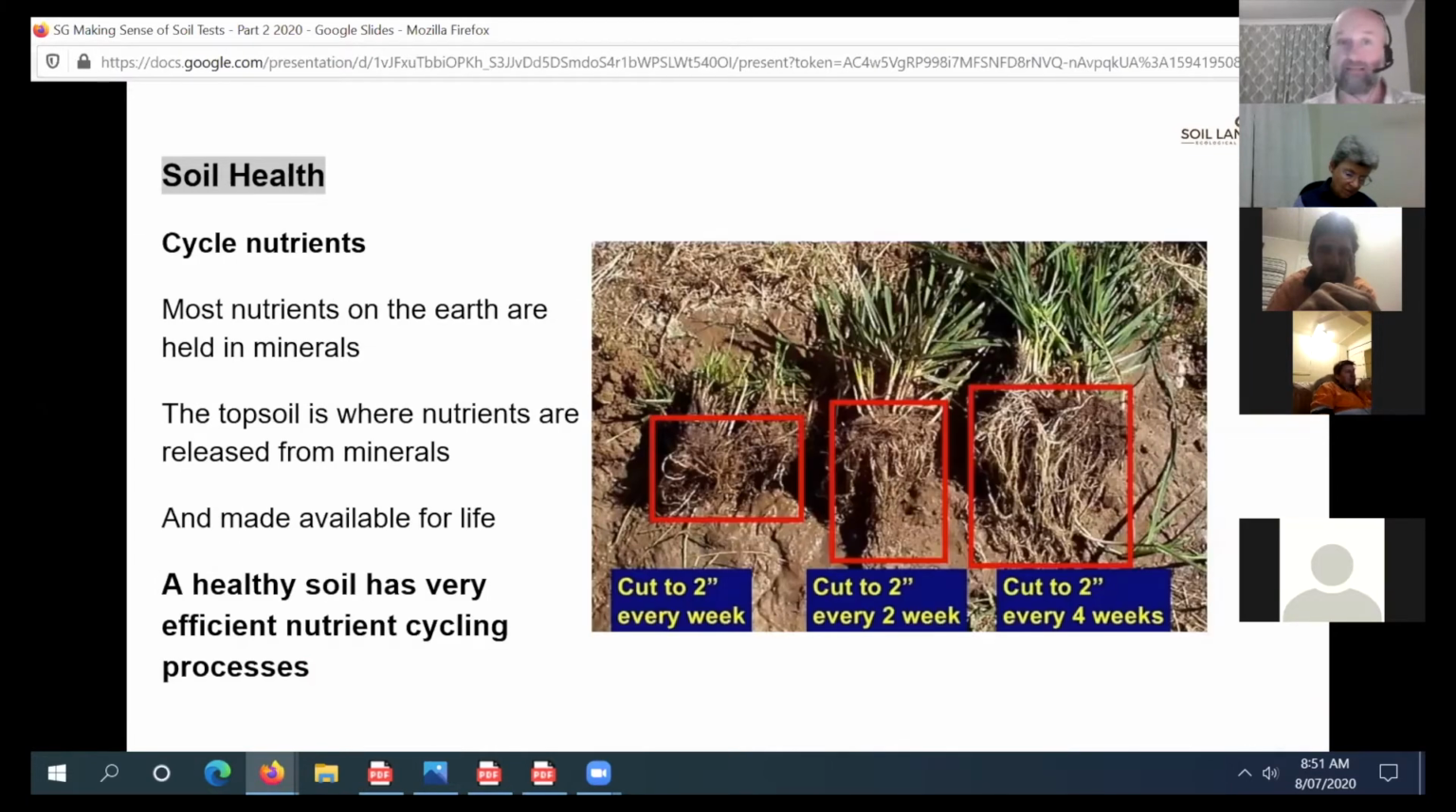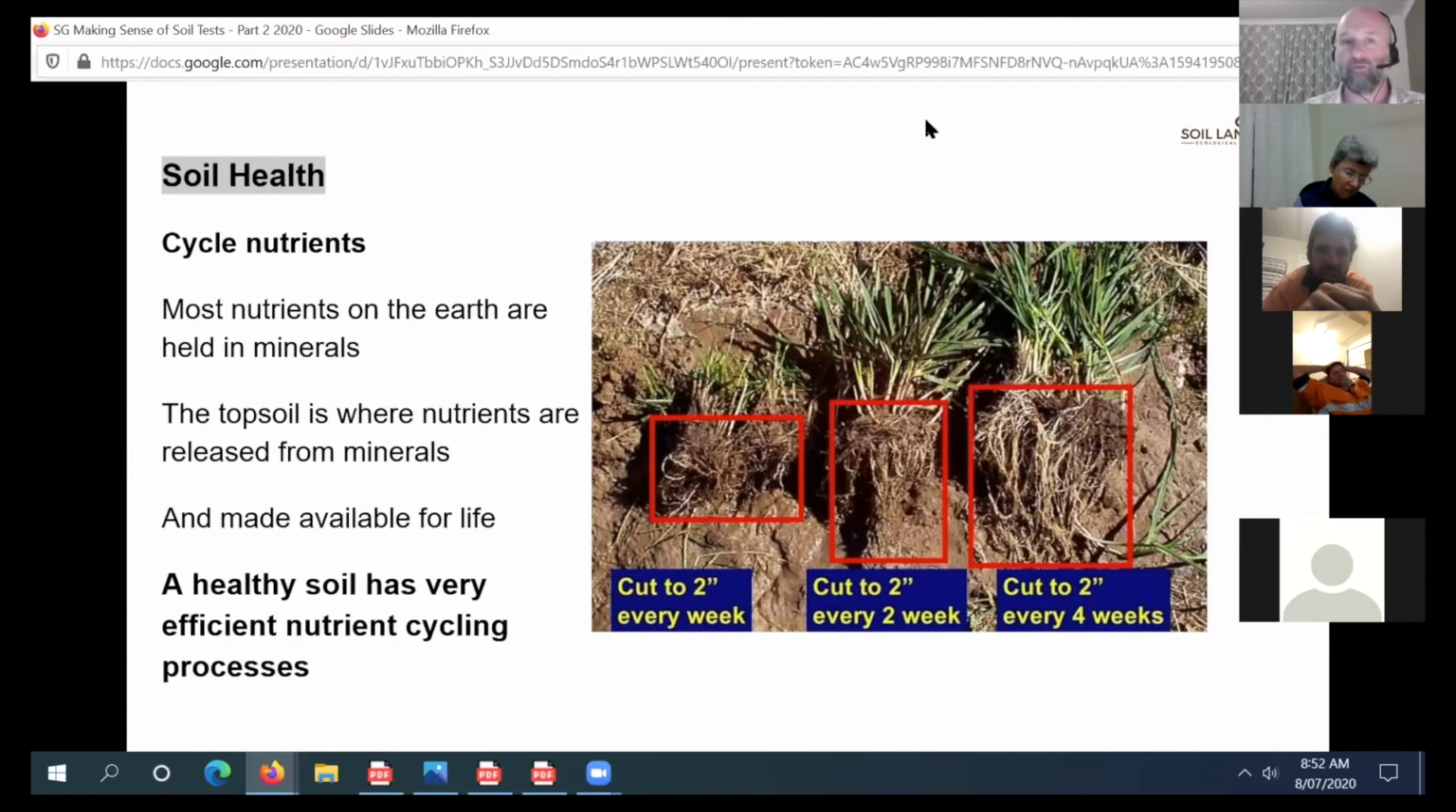The second thing that topsoil does as an asset for you is it cycles your nutrients. You can have a really high level of phosphorus in your soil, but if it's not cycling, we may as well go and live on Mars because you're not getting a hold of it for the plants. Most nutrients on Earth are in the minerals in your soil, and a healthy topsoil cycles those nutrients really effectively.